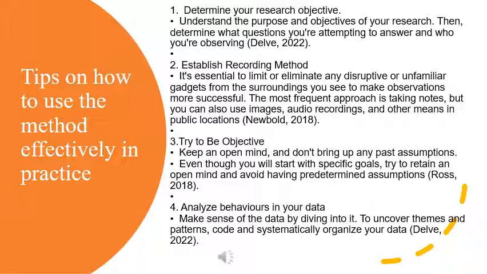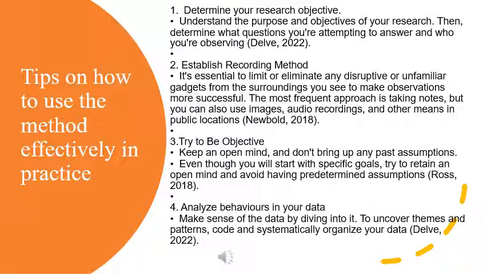And next, establish a recording method. It is essential to limit or eliminate any disruptive or unfamiliar gadgets from the surroundings to make observation more successful. For example, when recording observation in settings where the people being observed are aware, videotape is generally ineffective. Remember that filming without their knowledge is unethical. The most frequent approach would be taking notes. You can also use images, audio recording, and other means in public locations.